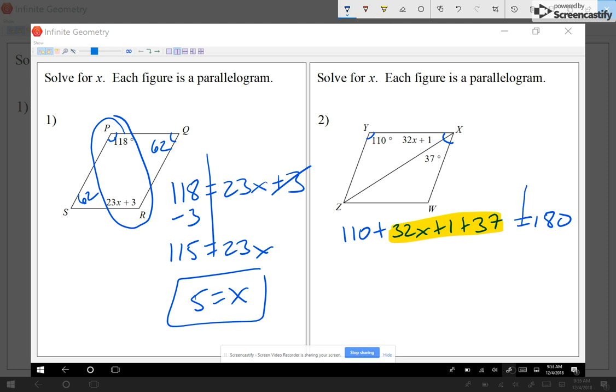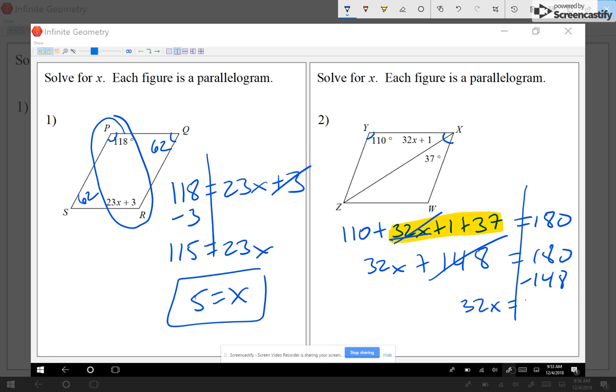All right, now looking at the left side, 32x is just 32x. But the rest I can combine, right? 110 plus 1 plus 37, that gives me 148. Now let me subtract 148 from each side. So I have that 32x is equal to 32. Divide both sides by 32. In this case, x is equal to 1. Once again, adjacent angles add up to 180. Opposite angles equal each other.